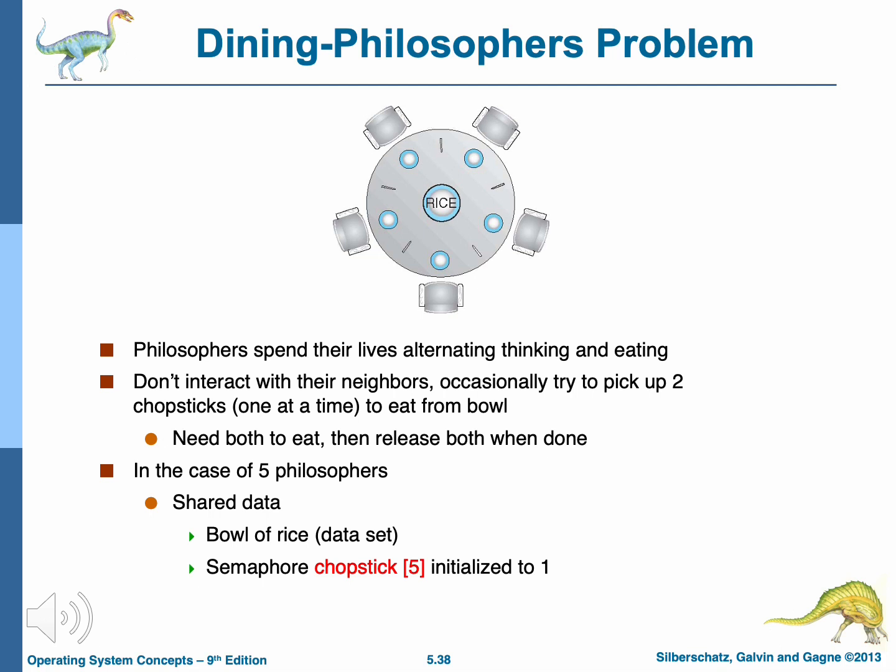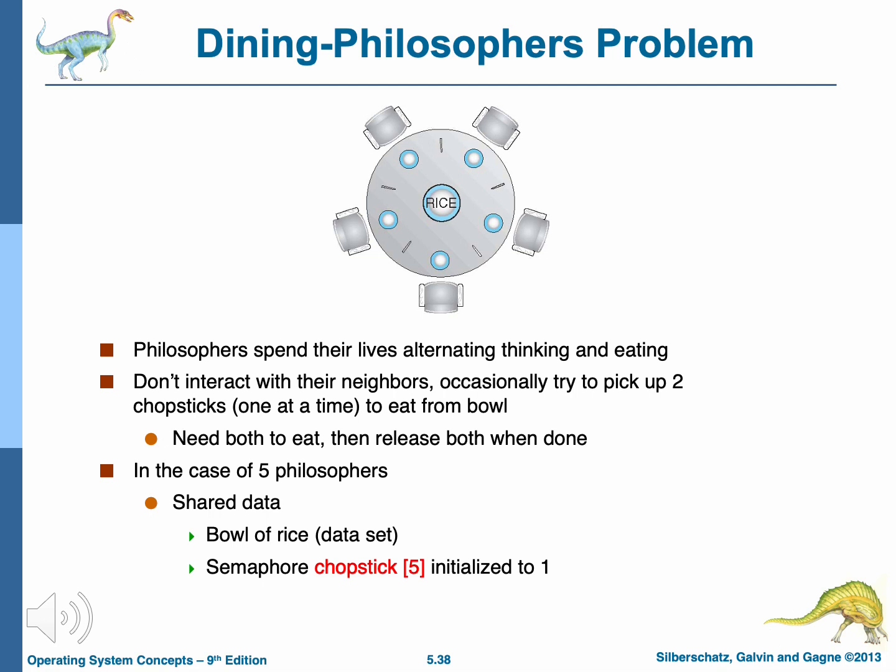The dining philosophers problem is considered a classic synchronization problem, not because of its practical importance, nor because computer scientists dislike philosophers, but because it is an example of a large class of concurrency-control problems. It is a simple representation of the need to allocate several resources among several processes in a deadlock-free and starvation-free manner. One simple solution is to represent each chopstick with a semaphore.